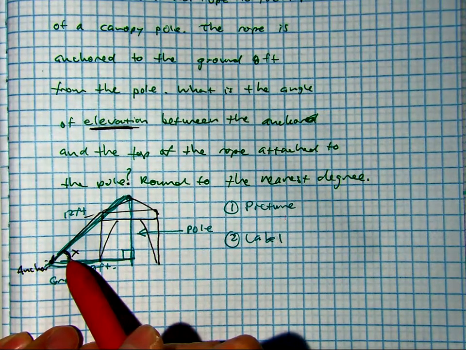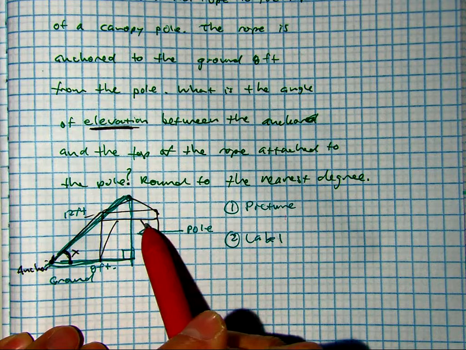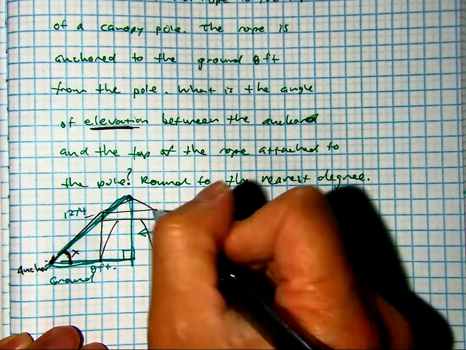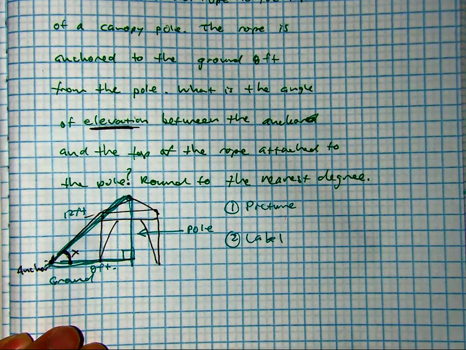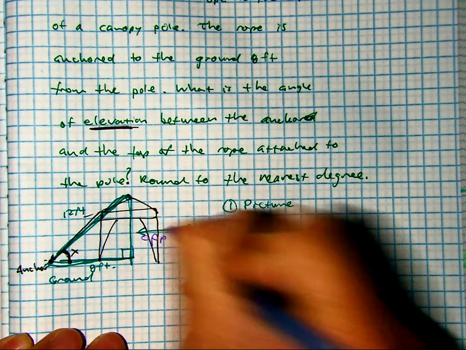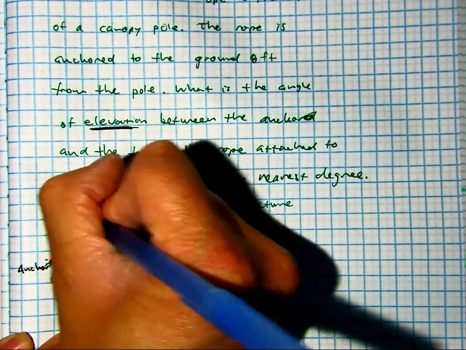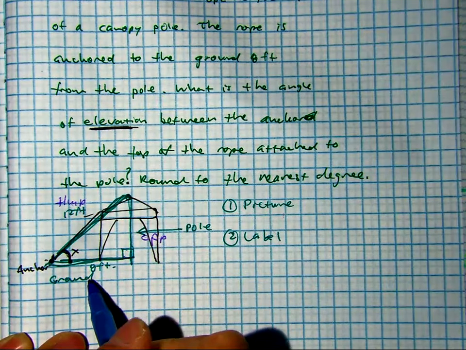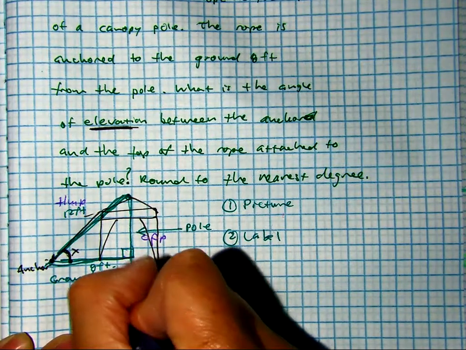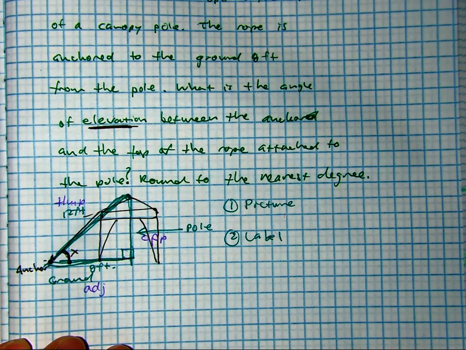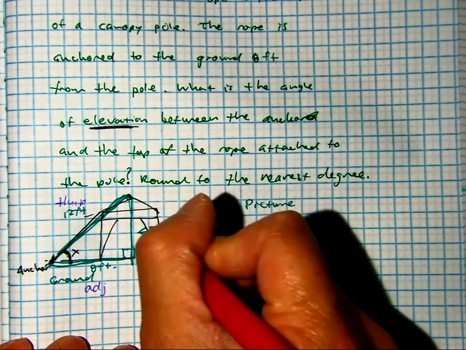Class, what sides do we have? This side would be called the opposite side. Running out of colors. This side would be called the hypotenuse. And the last side is called the adjacent. Which trig function do we not have? Or which side do we not have? We don't have the opposite.